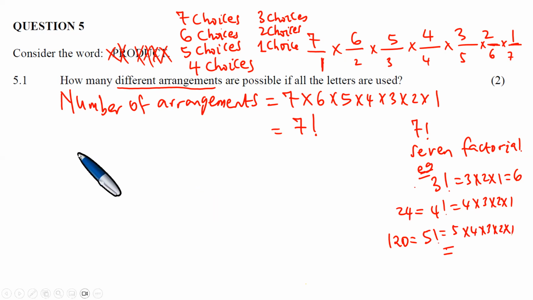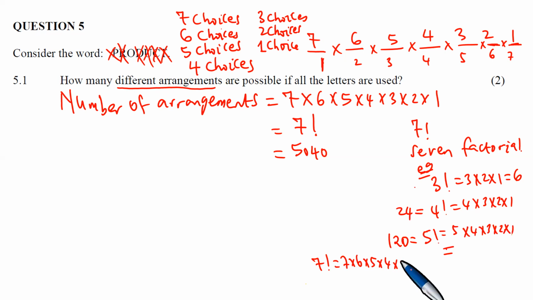So 7 factorial can also be computed. You can write the number of arrangements as 7 factorial. You can leave your answer like this. But you can also use your calculator to do the factorial and then get 5040. In which case, 7 factorial is the same as 7 times 6 times 5 times 4 times 3 times 2 times 1, which is 5040. Okay, so we have exactly that there.